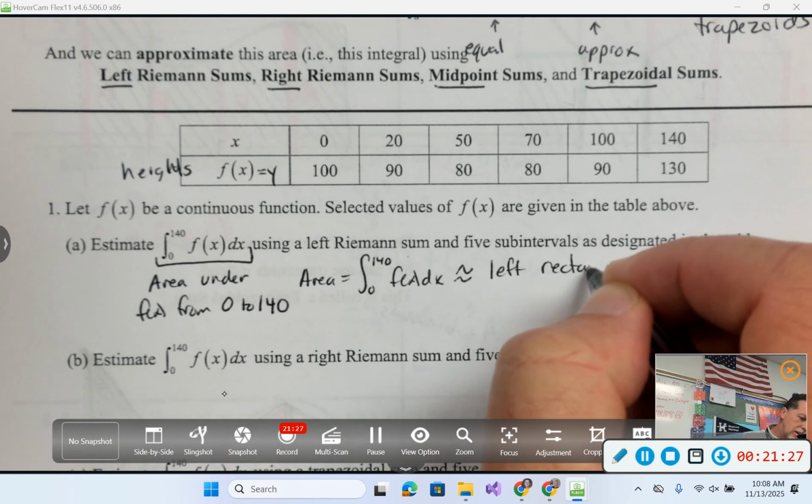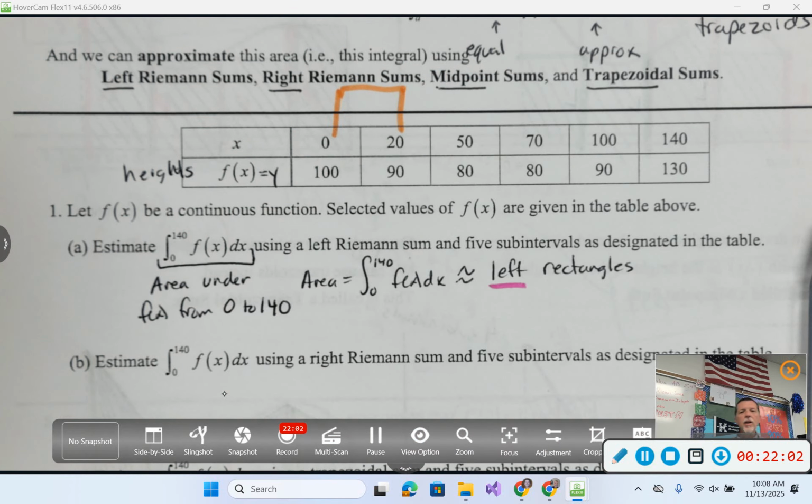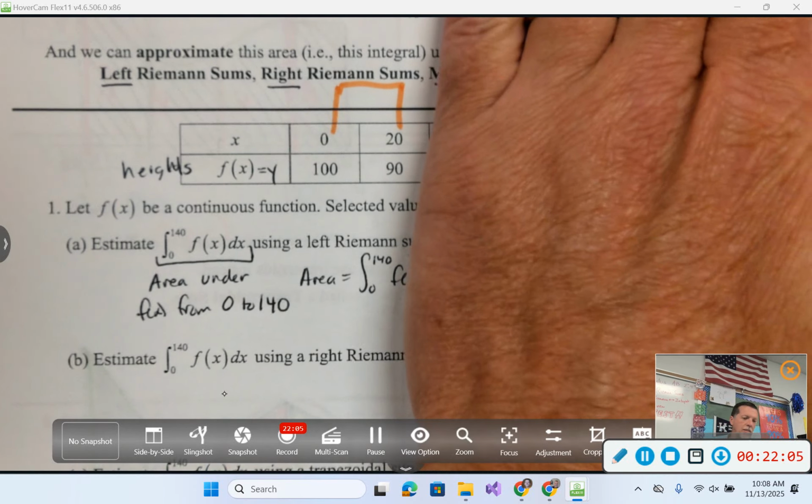Okay, so there is a rectangle from 0 to 20. On one side it has a height of 100, on another side it has a height of 90. I kind of like to visualize what's going on here. So what height should I use? I don't need any of this other information. From 0 to 20, if I want the left rectangle, which height should I use? 100. I should use the one on the left, right?